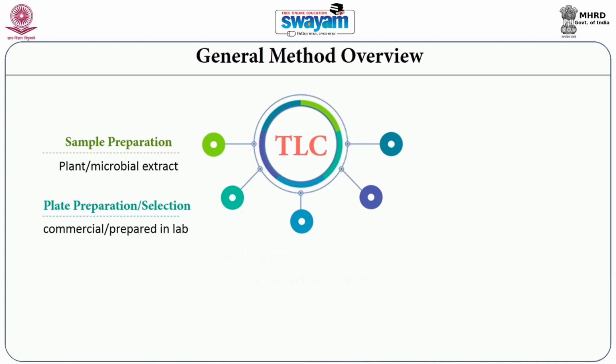The next step is the sample application and separation. Typically, once the sample tank, as we saw, in which your plate will go for the separation, has achieved equilibrium of its atmosphere with the solvent, the plate on which the separation will occur is placed in the tank. So the tank with the solvent system is a critical component of the application and separation process.